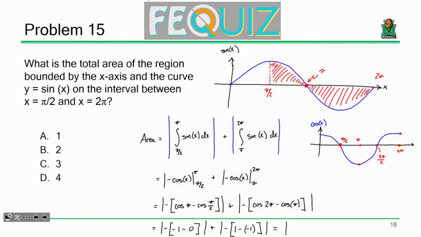So that's the absolute value of 1 plus over here. Inside that bracket, I have 2. So that's the absolute value of -2. So that comes out to be 3.